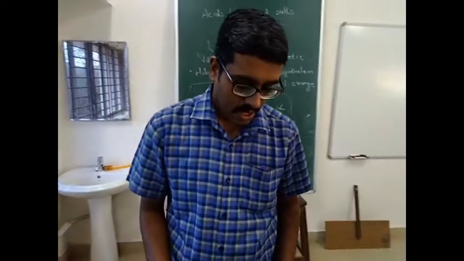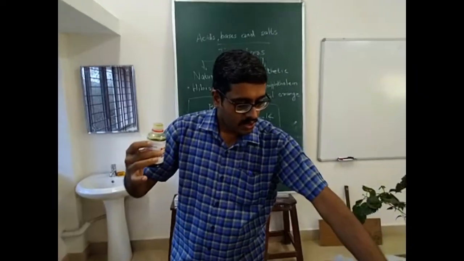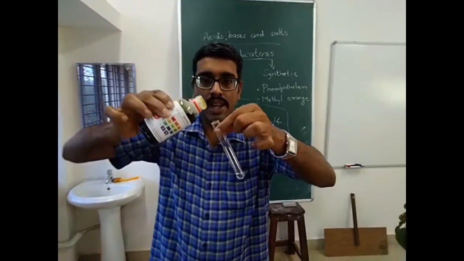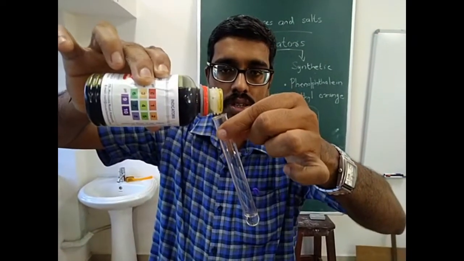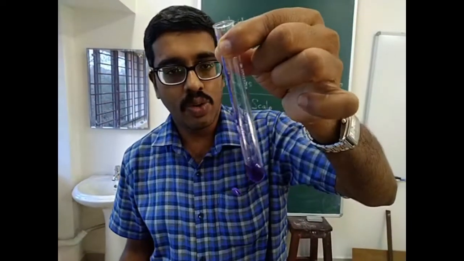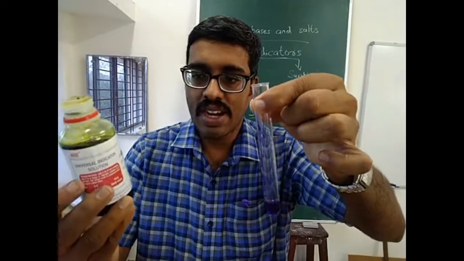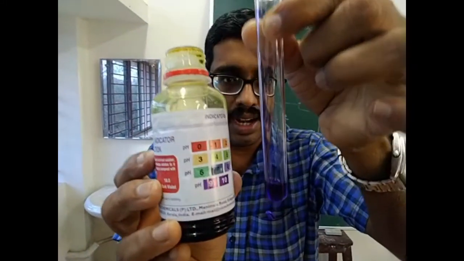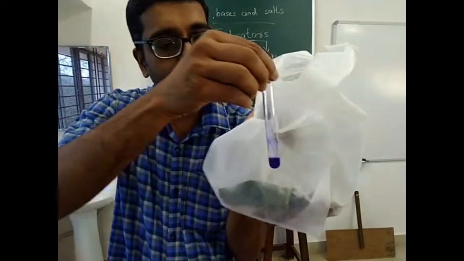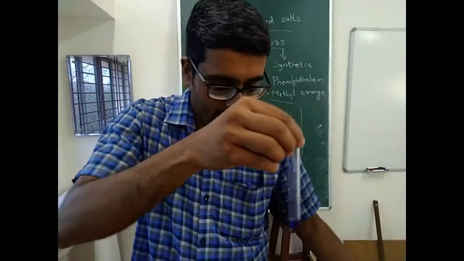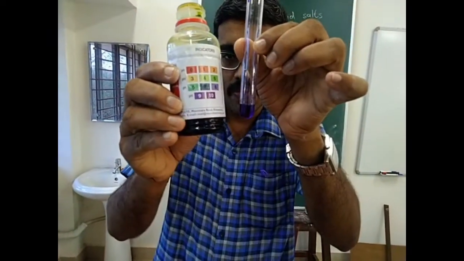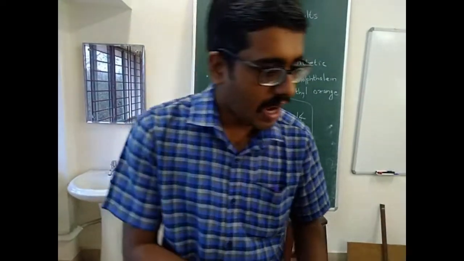Now we are using universal indicator solution to check the pH of a solution. I am adding 2-3 drops. You can see it is a greenish color solution. Now it changed into which color? It is somewhat similar to the 9, that is somewhat violet color. You can see I am using a background now. You can see it is clear. So it is a base, somewhat a strong base, around pH of 10. You can see. Next we are using another solution.